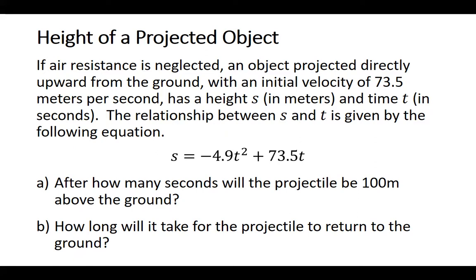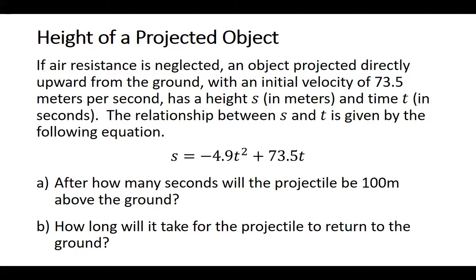The relationship between s and t is given by the following equation. s is equal to negative 4.9 t squared plus 73.5 t. Notice that the 73.5 meters per second that it starts at came into this equation. That 4.9 you may recognize as being half of 9.8, so that's dealing with the gravity fighting against us. So that's going to come into there.